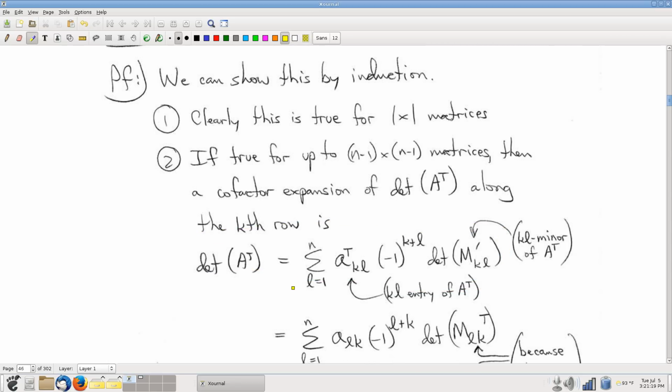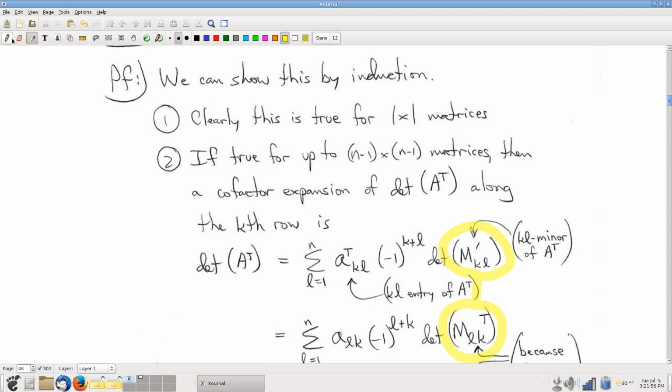Well, not hard to see. That's equal to that. The KL entry of the transpose is the LK entry of the original matrix. That's a definition of a transpose. -1 to the K plus L is, of course, -1 to the L plus K, because K plus L is L plus K. So I haven't really done anything in either of those first two factors. Now, this is the tricky part. This matrix is the same as that matrix. We got to think through the details here.